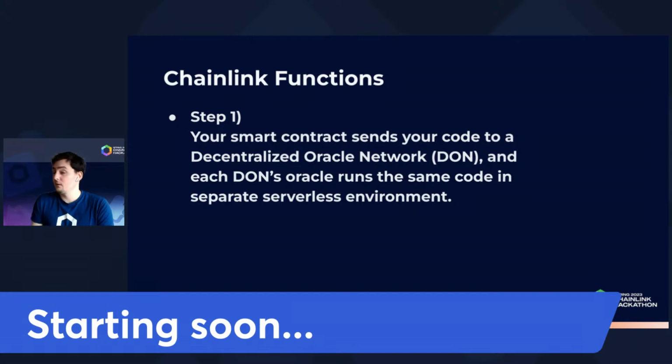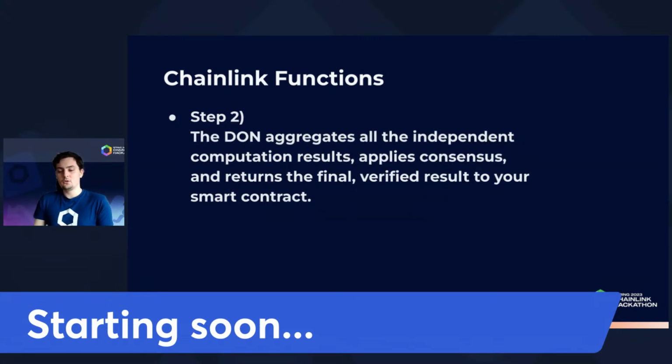The second function will be a function for fulfillment requests, which will be called only by the DON itself when we have a callback result. So the smart contract sends the code to the DON, and then each DON oracle runs the same code in a separate serverless environment. Step number two.